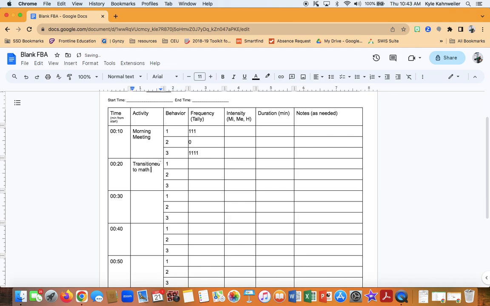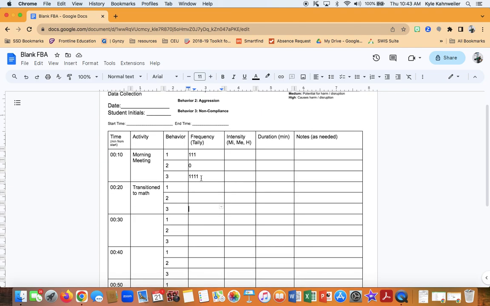Now we have moved on, and we are 10 to 20 minutes into our observation, and they have transitioned to math. And we are then going to continue recording how often are these happening and the intensity and/or duration. So we might have a non-compliance that starts with 3 times the child said no, but then they shut down for 20 minutes and refuse to do anything. We might record it that way.